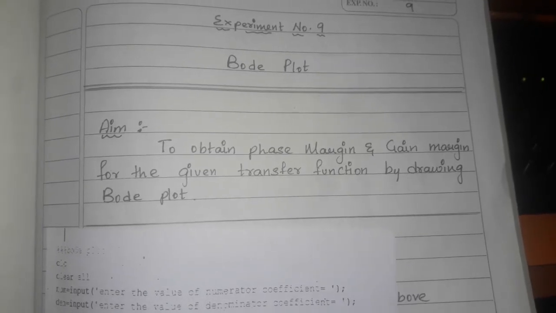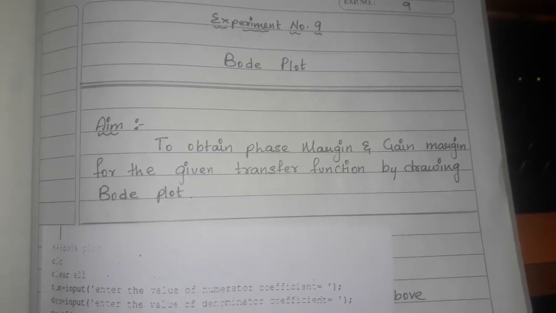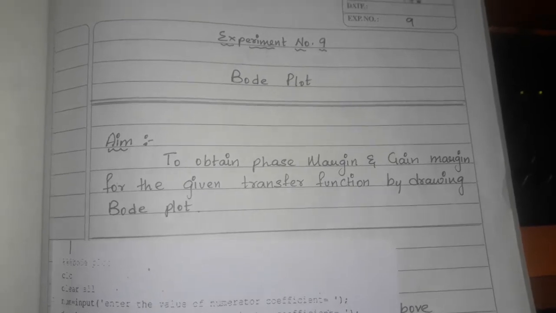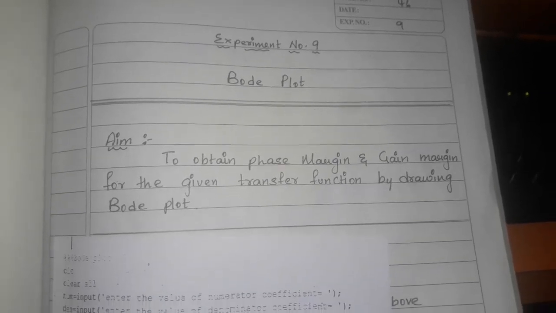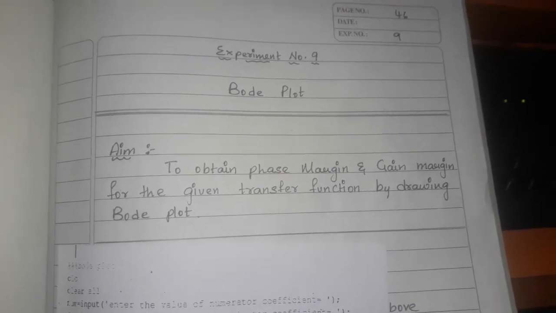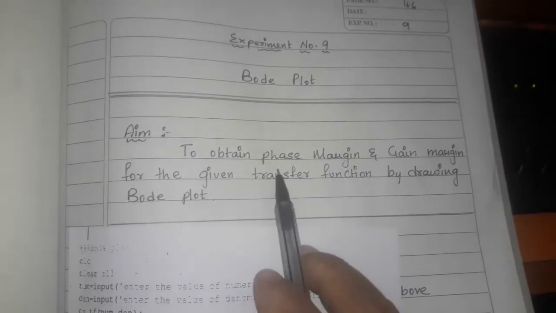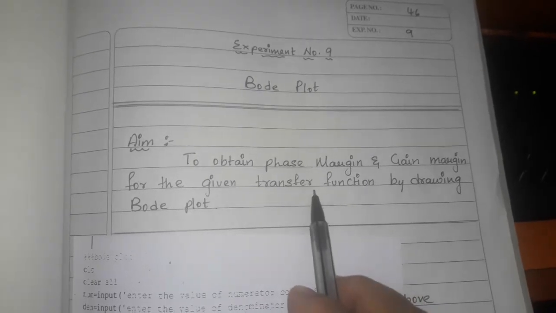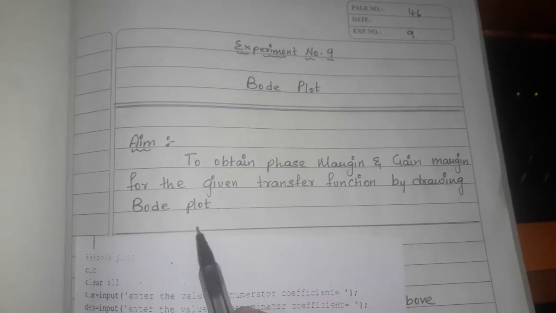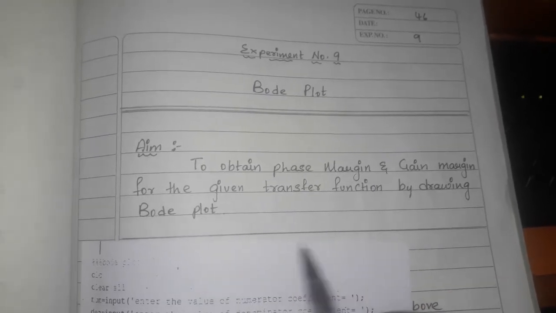Hello all. I'm going to explain an experiment in the control system lab, how to plot Bode plots. The main aim of this experiment is to obtain the phase margin and gain margin for the given transfer function by plotting using Bode plots.